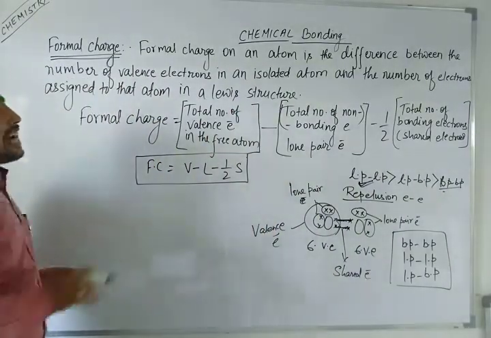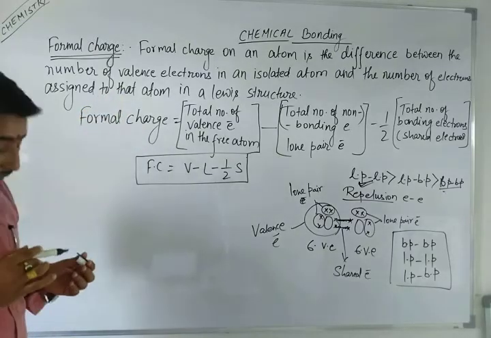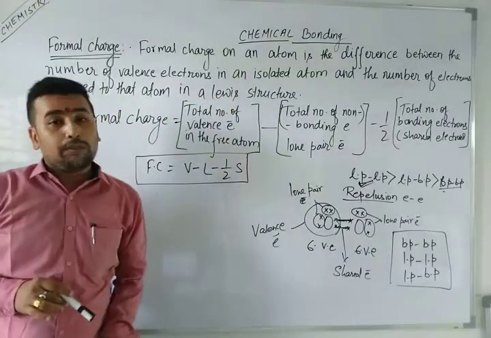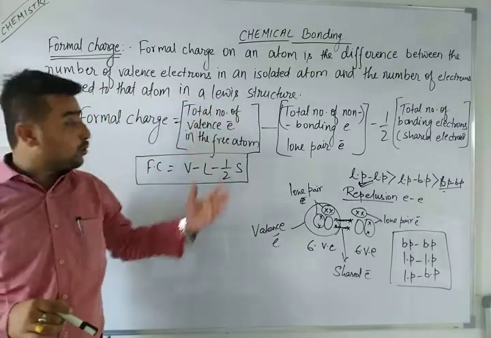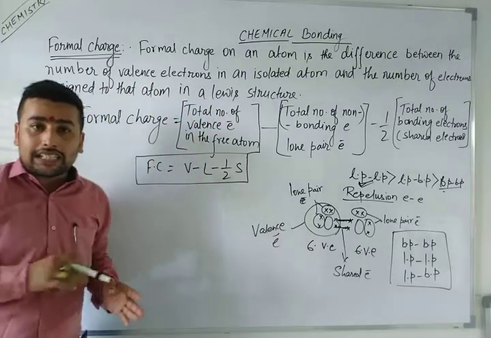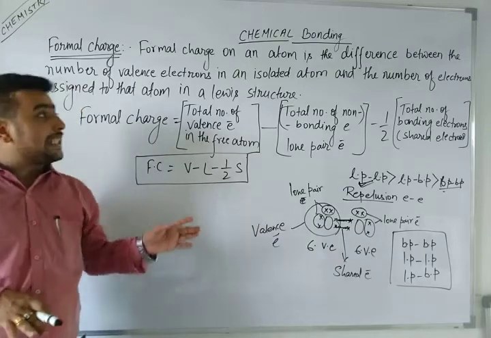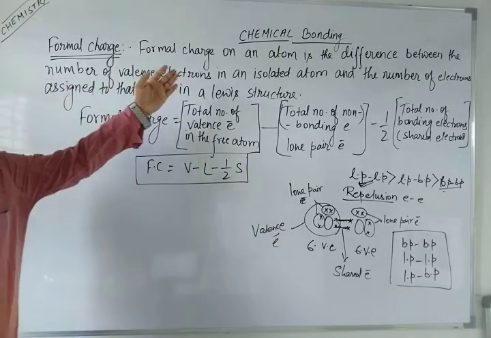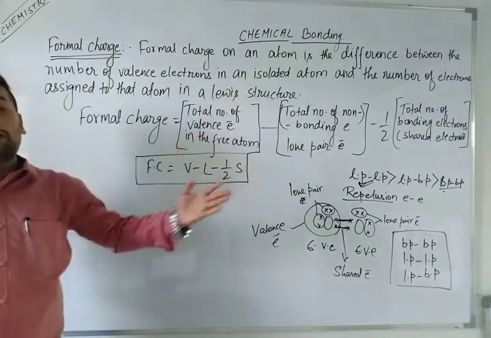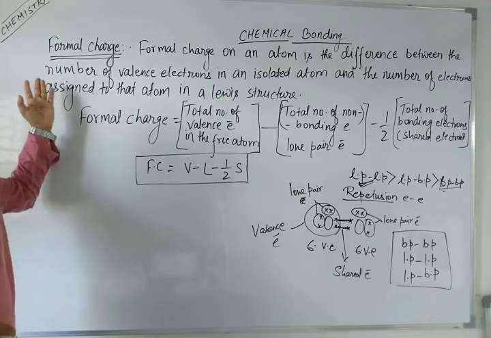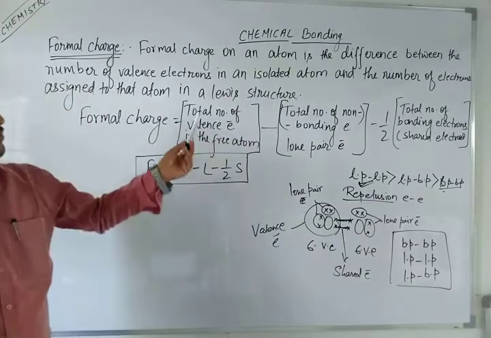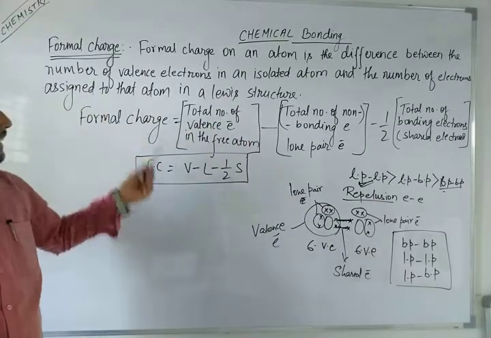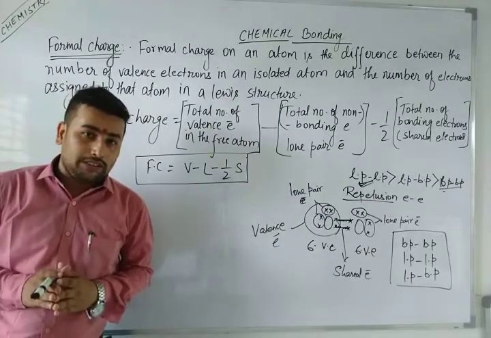So the formal charge on an atom is the difference between the number of valence electrons in an isolated atom, meaning whatever valence electrons are there in a free state atom, and the number of electrons assigned to that atom according to the Lewis dot structure.